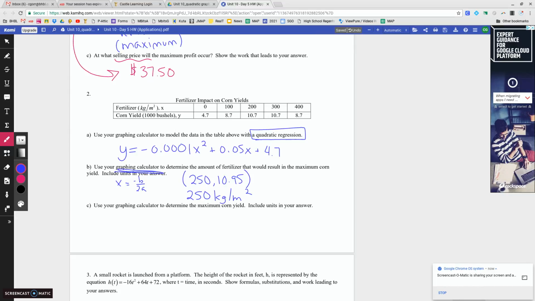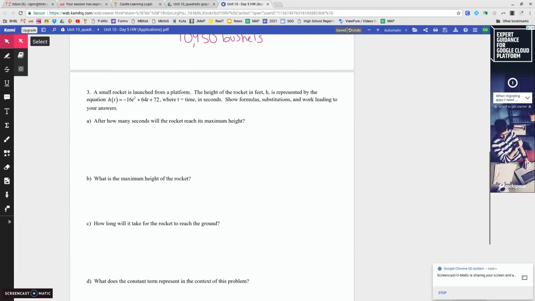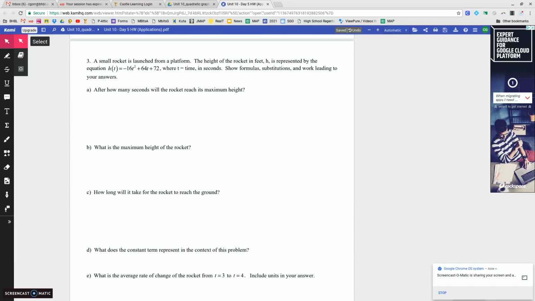Letter C, use the graphing calculator to determine the maximum corn yield. Well, when we found our maximum point before, we have the maximum corn yield, but be careful, this is in per 1,000 bushels. So this is 10,950 bushels.